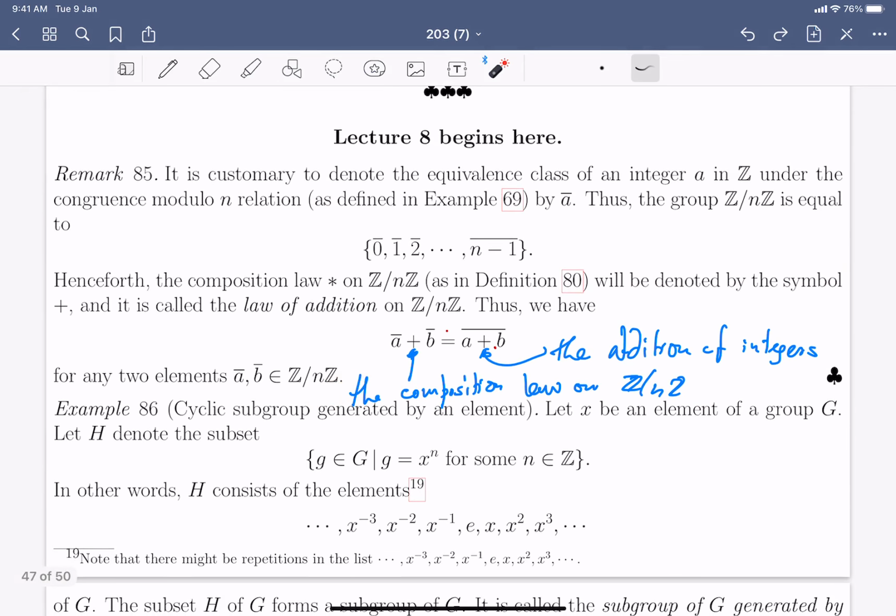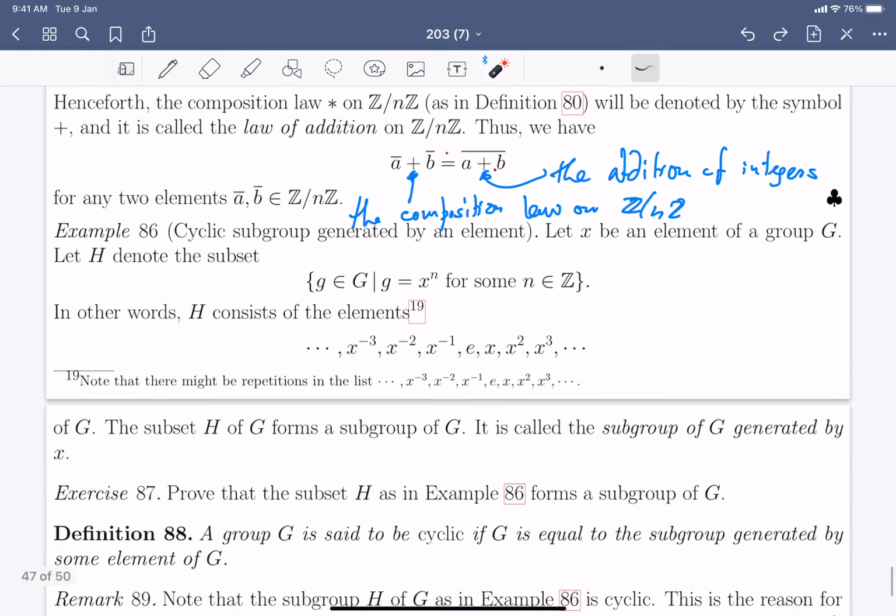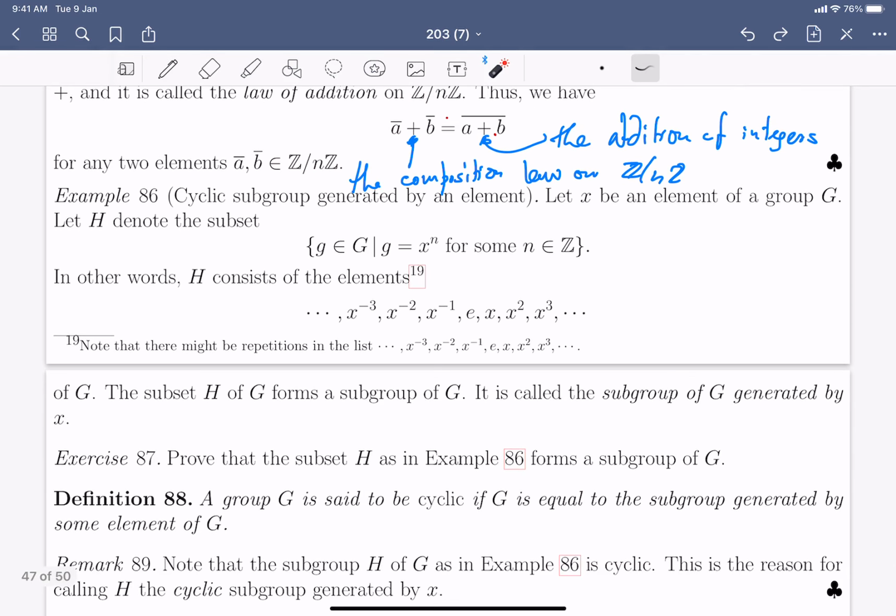So far we have been reviewing this group Z mod nZ and discussing certain conventions about this group. So let's discuss something a bit new. There is a notion of a cyclic subgroup generated by an element.